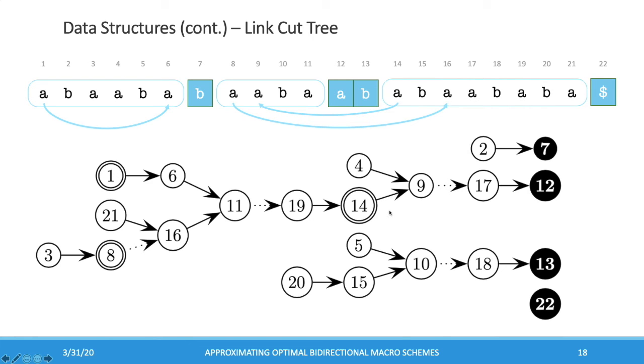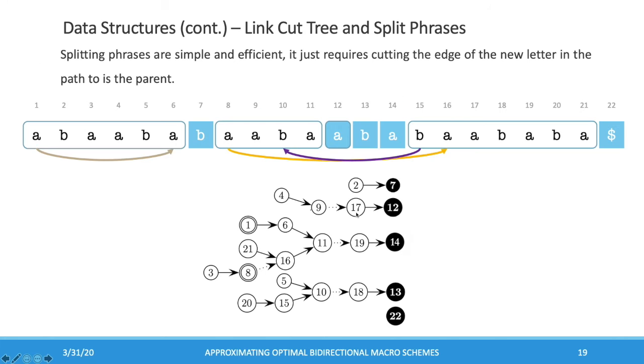So we need to cut this edge, and now the tree of position 14 is going to be an independent tree, whereas the root of this tree will be at position 14. We can see this in this example. So we have the letter 14, we delete the connection to the parent, and now it is a root.